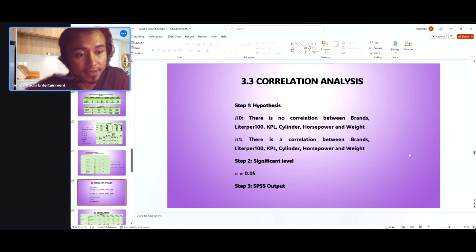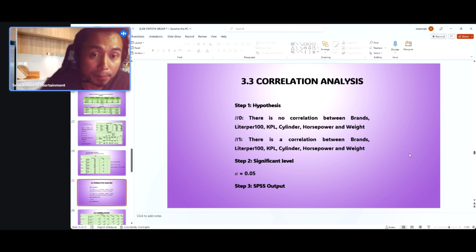For correlation analysis, step 1, for hypothesis. H0, there is no correlation between brands, liter per 100 kpl, cylinder, horsepower, and weight. H1, there is a correlation between brands, liter per 100 kpl, cylinder, horsepower, and weight. Step 2, significant level, A equal to 0.05. Step 3, SPSS output.